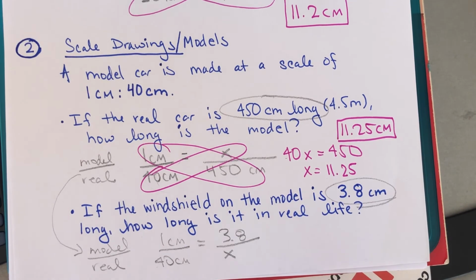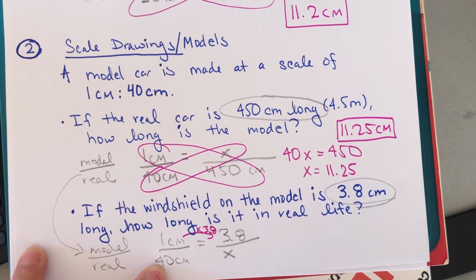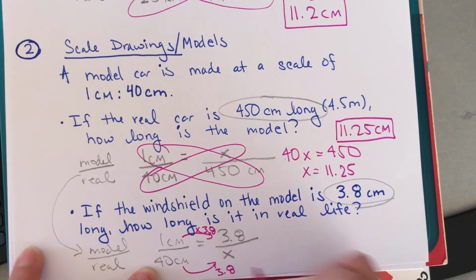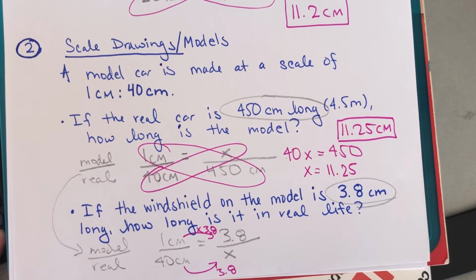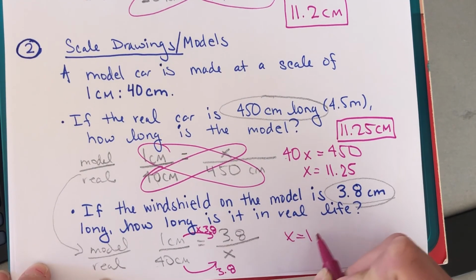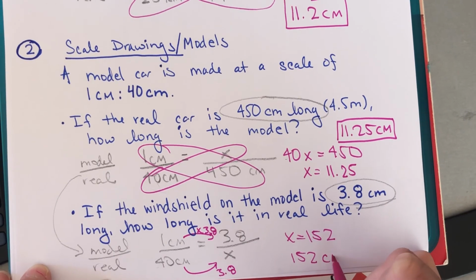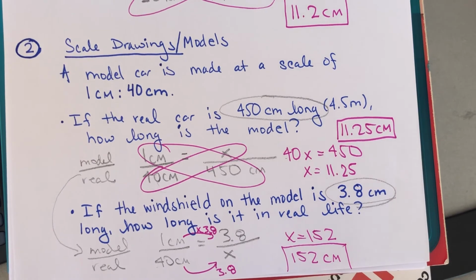So in this case, I can see that to get from a 1 to 3.8, I would have to multiply by 3.8. So I can multiply 40 by 3.8 as well. And when I do that, I get 152. So 152 centimeters in real life corresponds to 3.8 centimeters on the model.